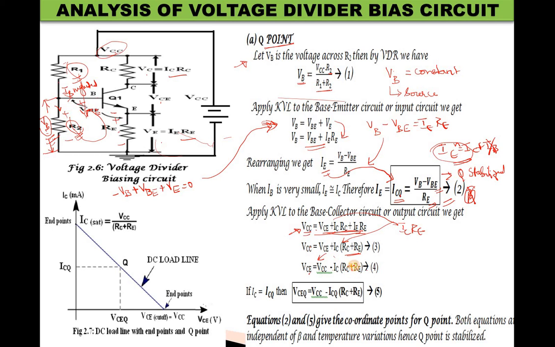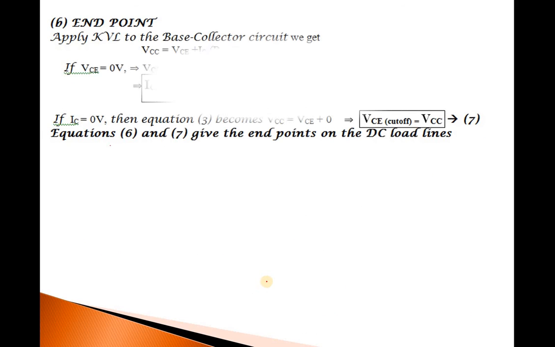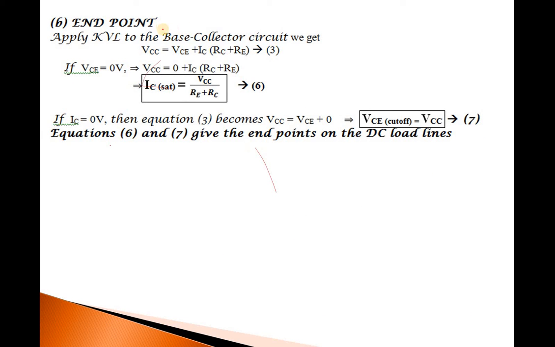Now what happens? If I need to know what is VCEQ, substitute ICQ value. So VCEQ is equal to VCC minus ICQ into RC plus RE. This is for Q point of a voltage divider biasing. That is what has been marked here. Coming to the end points, already we have this equation. That is why I wanted to take this in the end. Already we have written the output equation KVL.